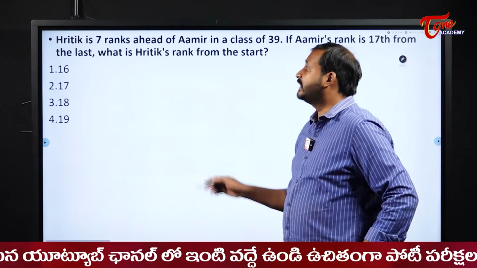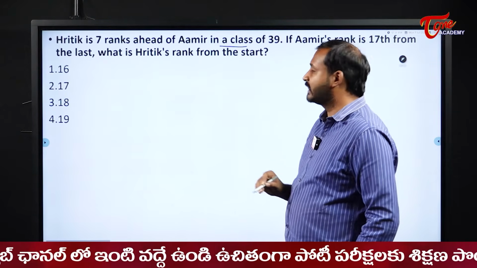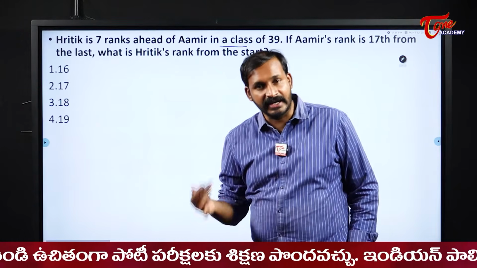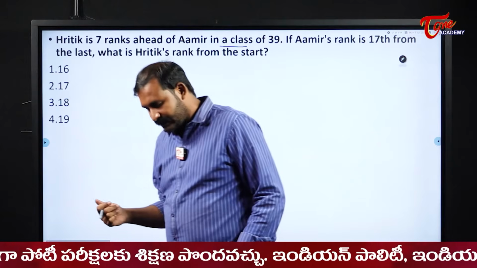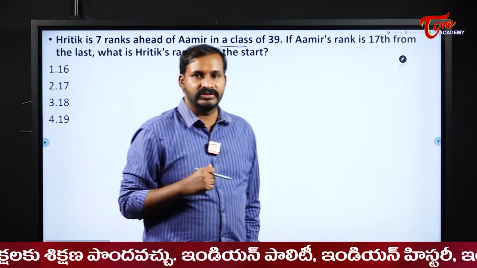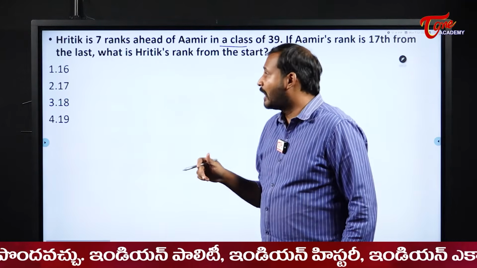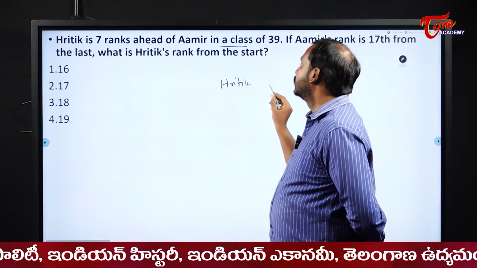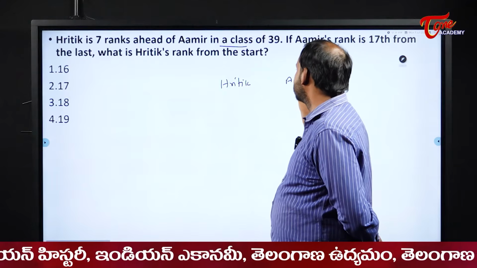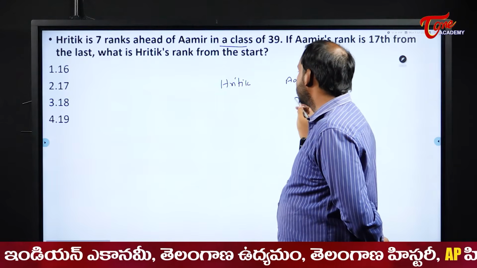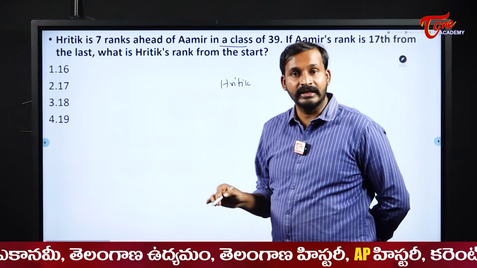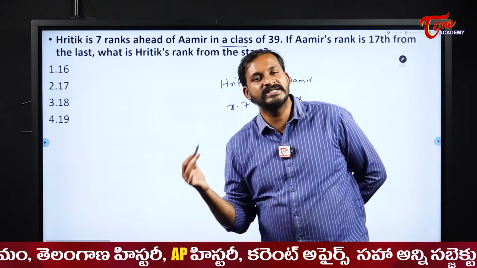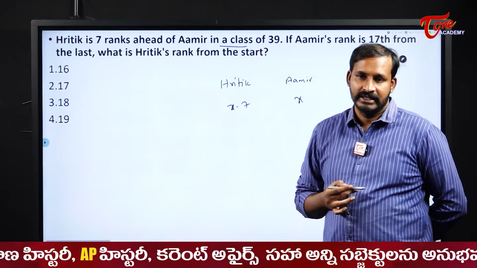Now next. Hrithik ranks 7 ranks ahead of Amir in a class of 39. So that means what? First of all, when it comes to ranking, whose rank is better here, Hrithik or Amir? Hrithik's rank is better. If Amir's rank is some x, Hrithik's rank will be what? X minus 7. So please be careful, students. Ahead means please don't add a plus. You should do minus here.